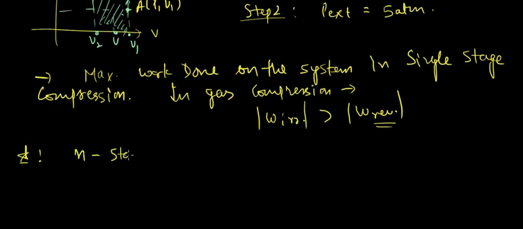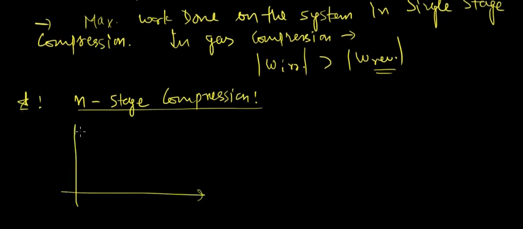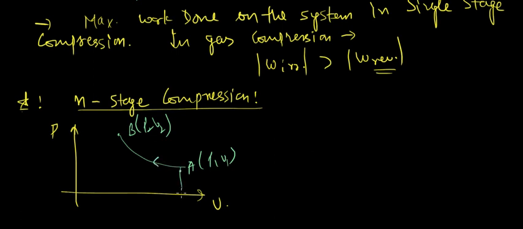So we have n stage compression. In n stage compression, suppose we have this PV graph. Okay, and in n stage compression we have point A with P1 V1, and this is going to point B, P2 V2. Then in n stage compression, the graph would be something like this, small chunks would be there. Okay, and total work done would be lesser than double stage compression, which in turn was lesser than single stage compression.